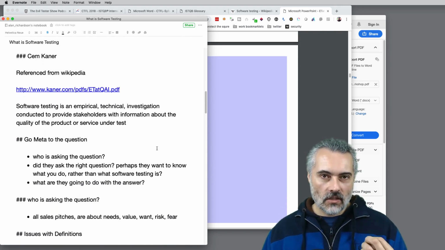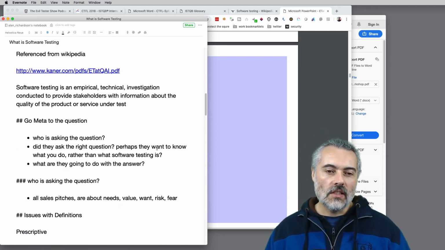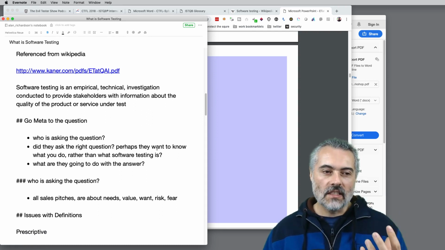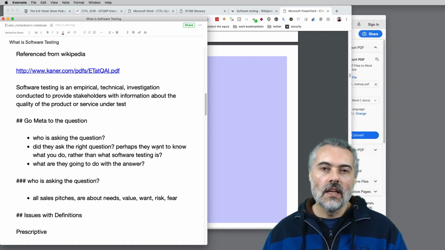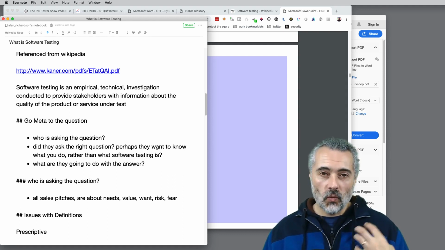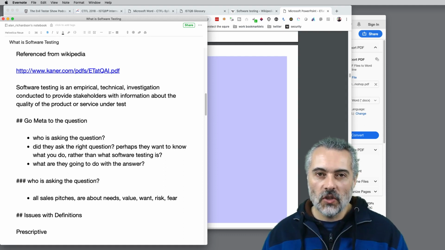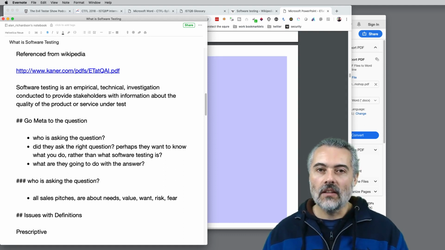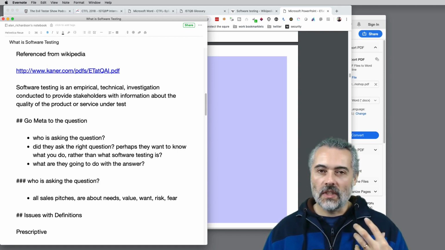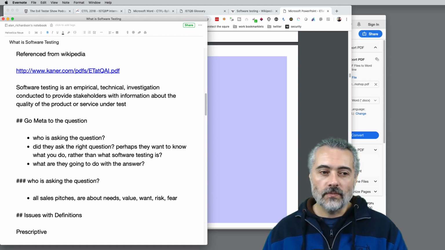Sometimes it's not the answer that's important. It's who is actually asking this question. What background do they have? What terms do they understand? Because if we want to communicate what we believe software testing is, we're going to have to communicate it in a way that they can understand and in their terms, not our terms as a software testing industry, but in their terms as whatever they are coming from.